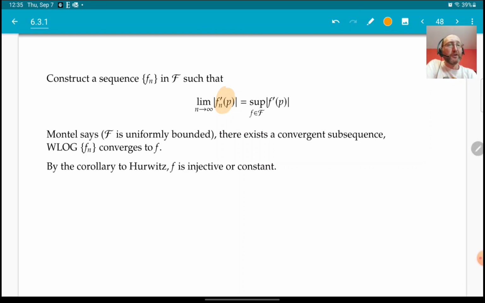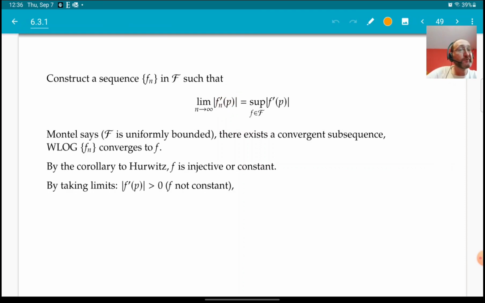All the f_n's are in F, so they're injective, right? Now a limit need not be injective, but by Hurwitz it's either injective or constant, right? So that's a very strong statement. If these were not holomorphic, you wouldn't have that. But okay, so it's injective or constant, but it cannot be constant, right?